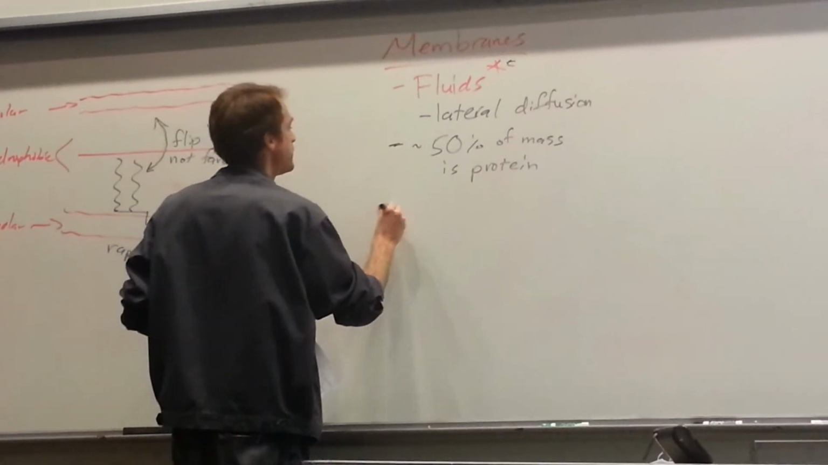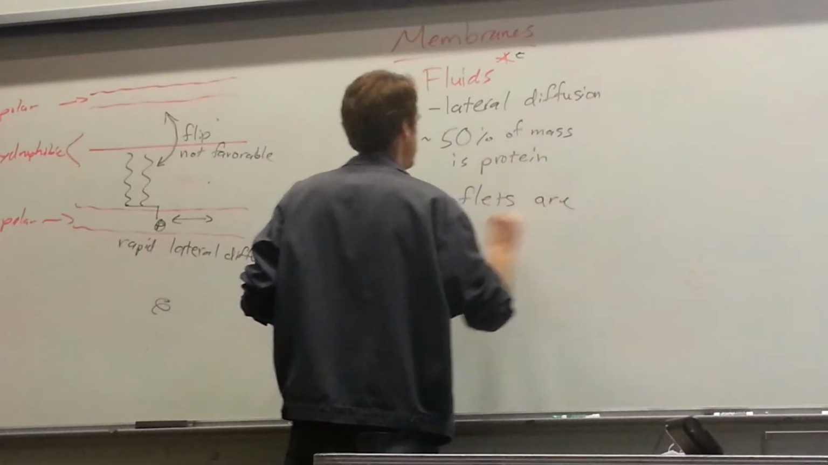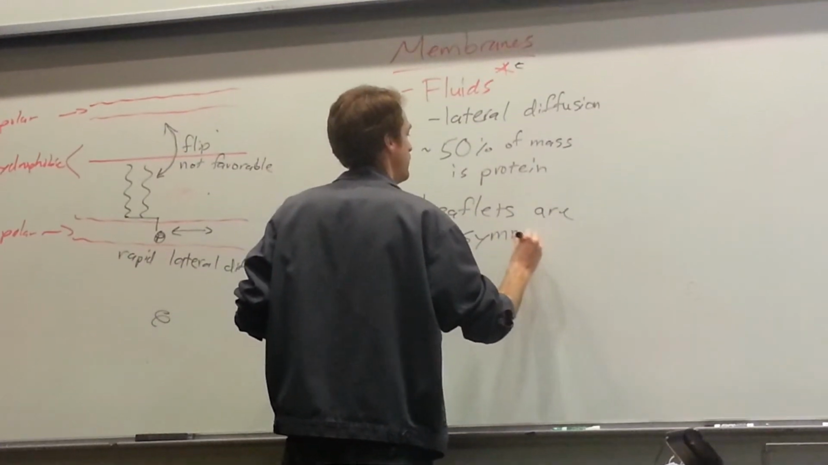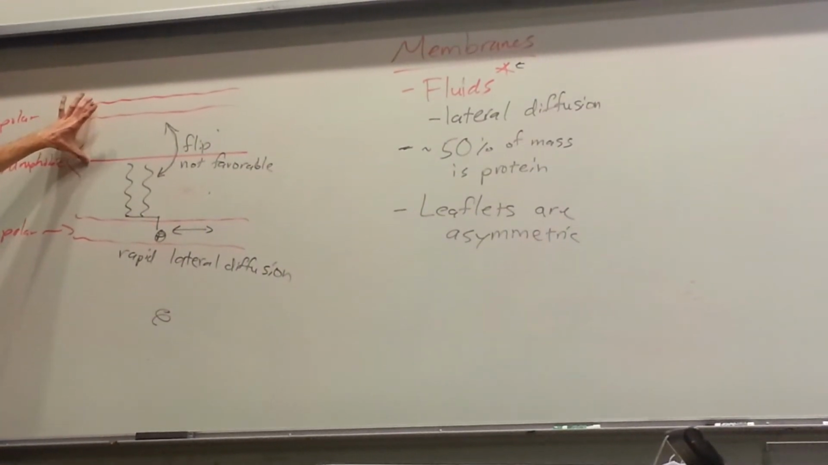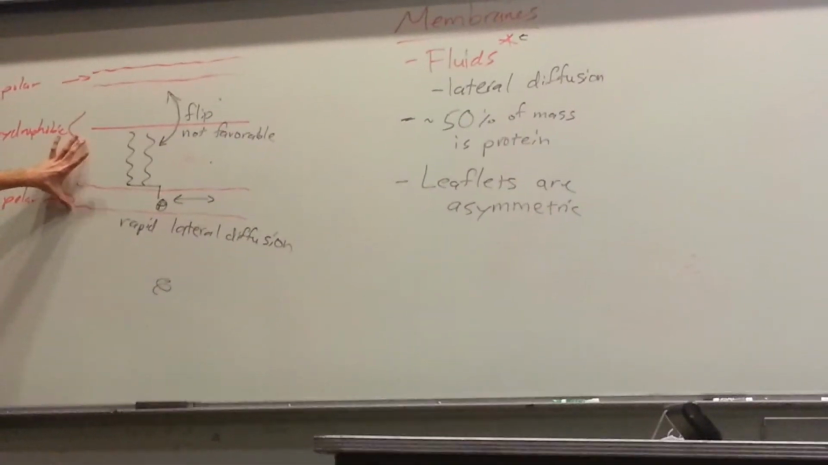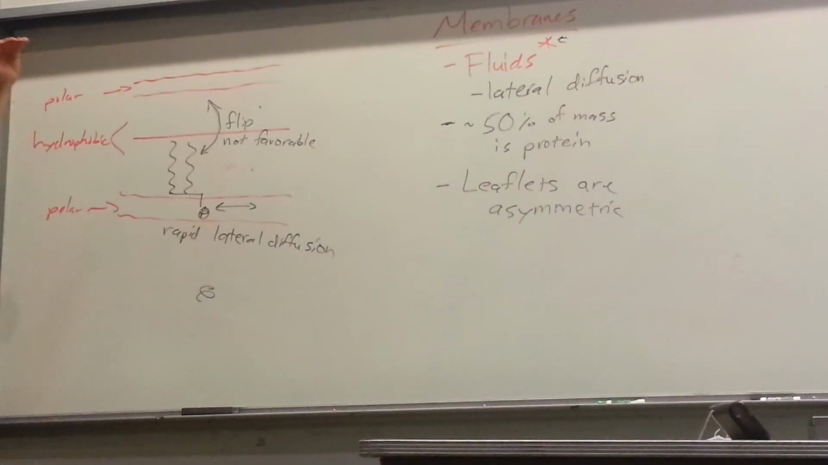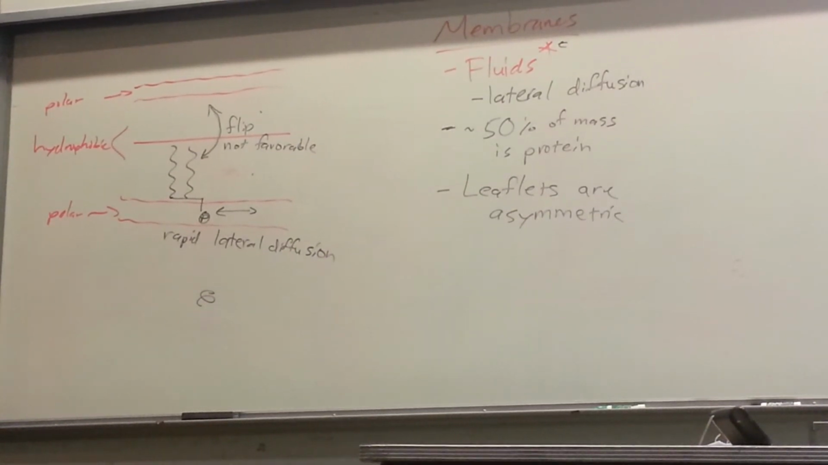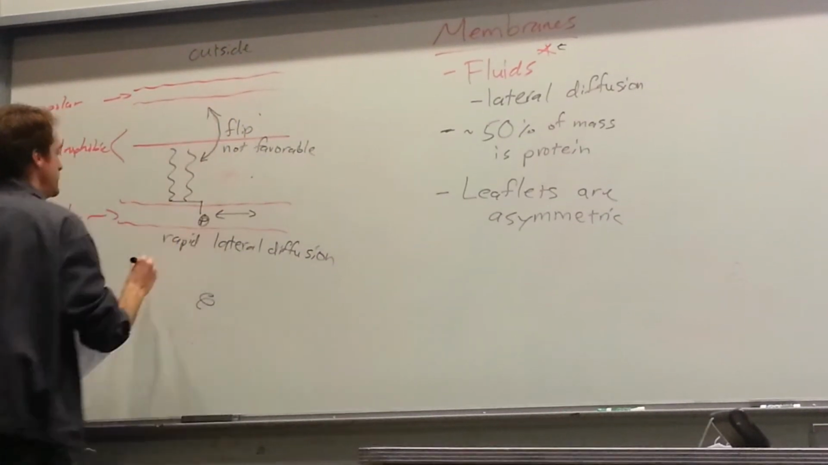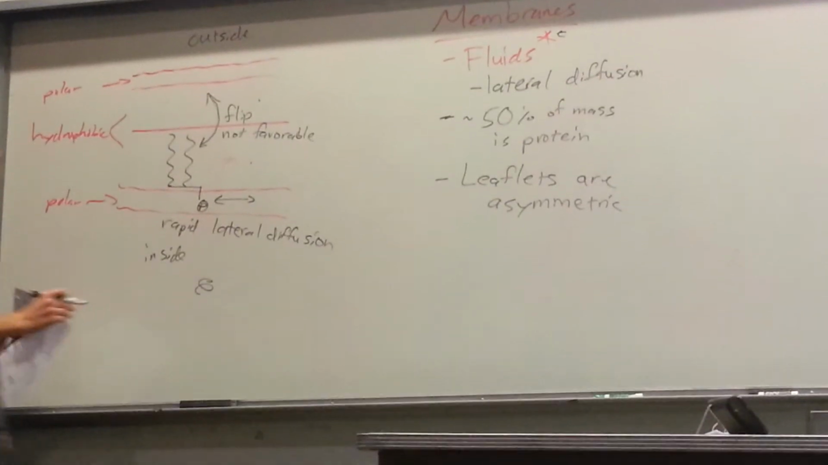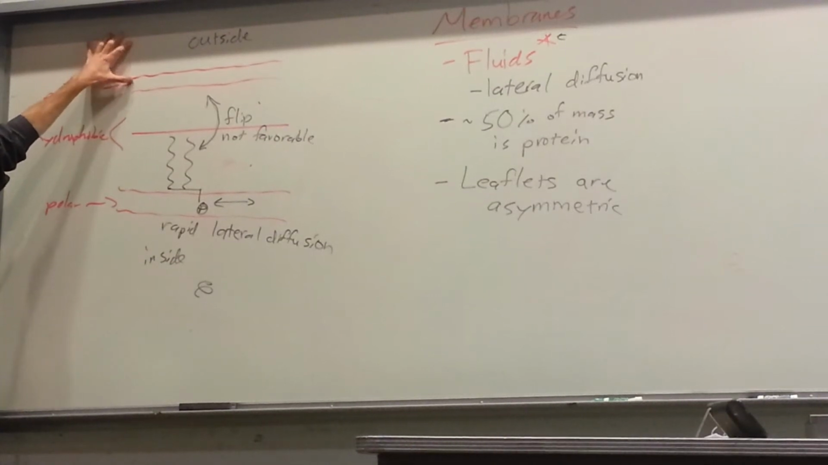The leaflets are also asymmetric. So first, what's a leaflet? This is a leaflet, just one half of the bilayer. This is the other leaflet. What I mean by asymmetric is there are differences between these two. So if we're talking about a eukaryotic cell, and this is the outside of the cell and this is the inside, there are going to be differences between this and this.